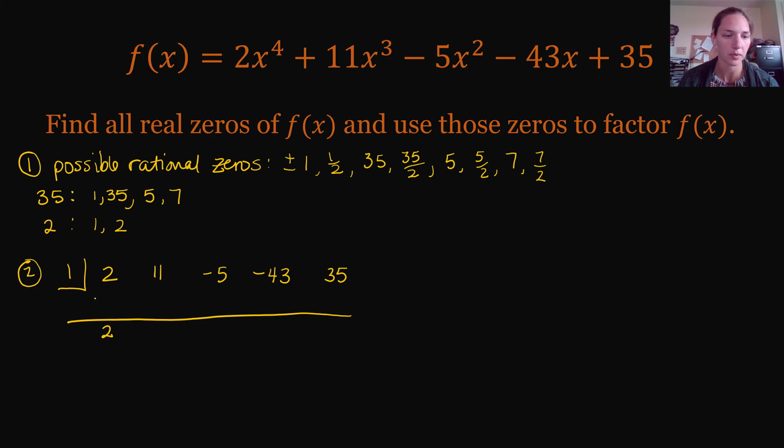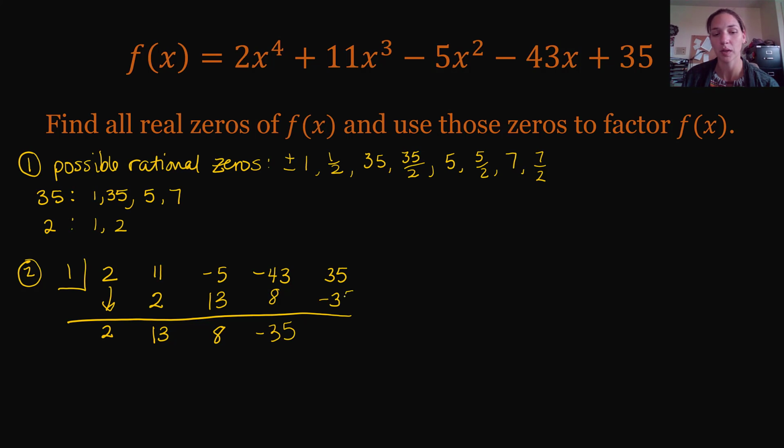Let's see, 1 times 2 is 2. Now, with synthetic division, we bring the first number down. We multiply the number in the box by the number we brought down, 1 times 2. We put it in the next space, and then we add. So 11 plus 2, that's 13. 1 times 13 is 13. 13 minus 5, so a negative 5 plus 13 is 8. 1 times 8 is 8. Negative 43 plus 8, I believe, is a negative 35.